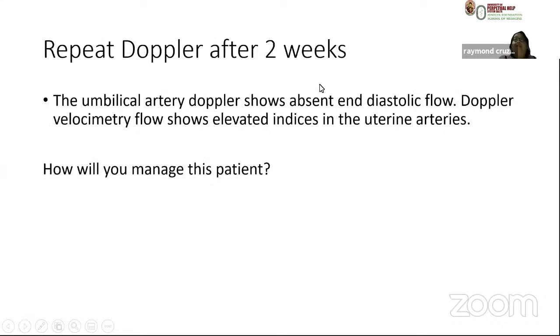Okay. Repeat Doppler shows absent end diastolic flow, so elevated indices in the uterine arteries. How then will you manage this patient? Ma'am, we have to terminate the pregnancy because of the absent end diastolic flow. What is more ominous, the absent or the reversed end diastolic flow? Reversed end diastolic flow, doc.